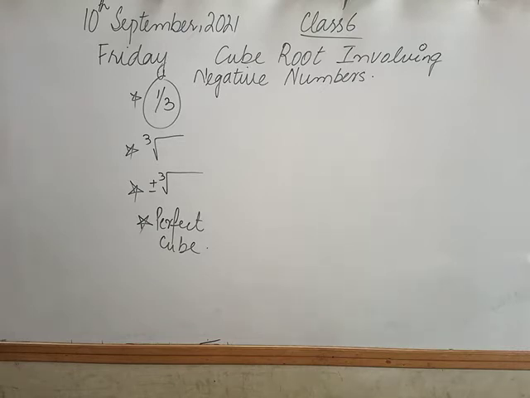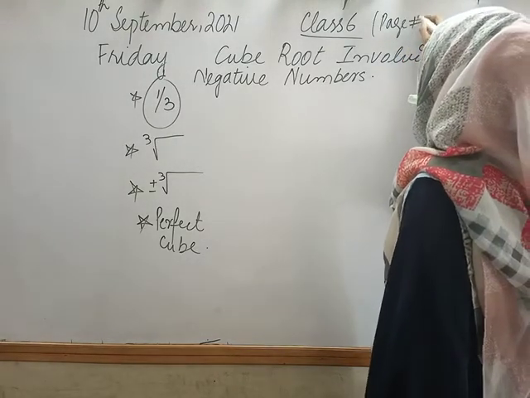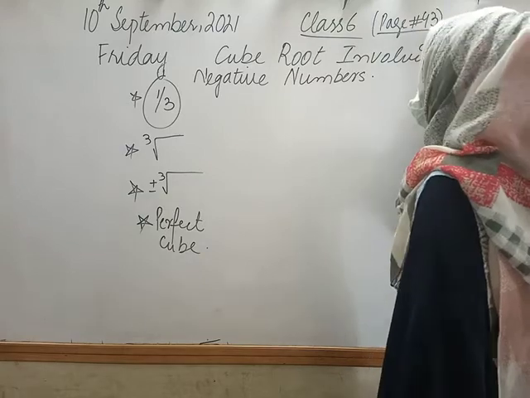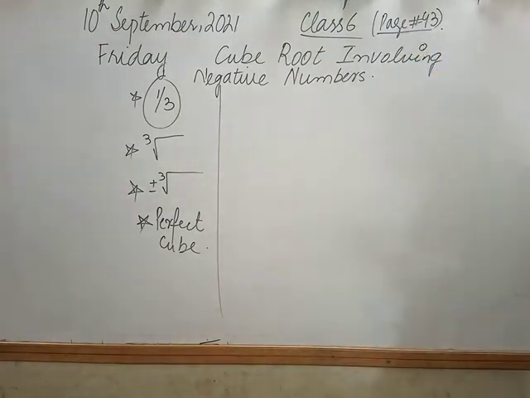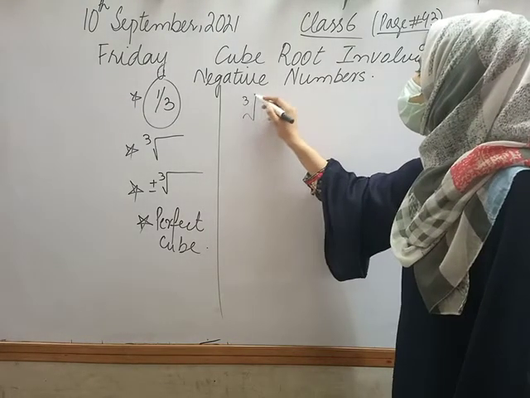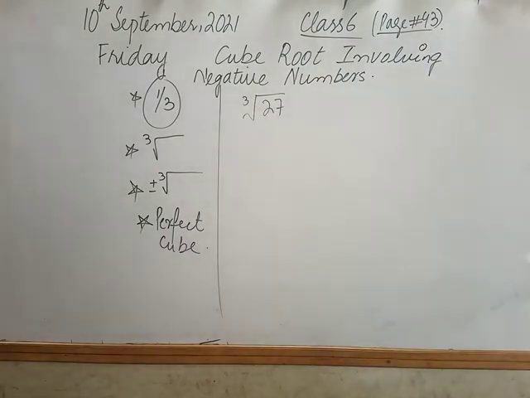Now today we have question number 6 from exercise number 2C from page number 43. Evaluate each of the following numbers. First is cube root of 27. Okay, if you look, class, we have positive cube root.